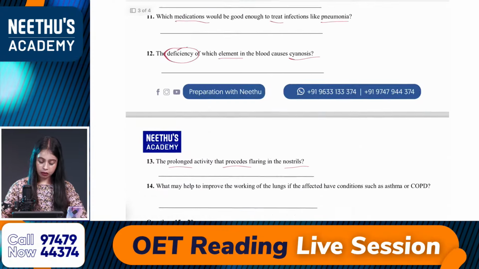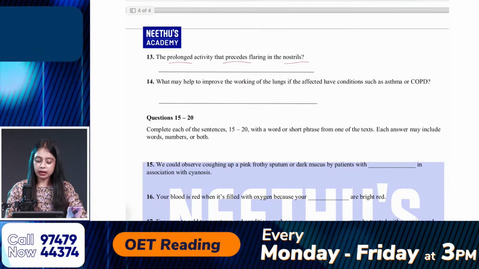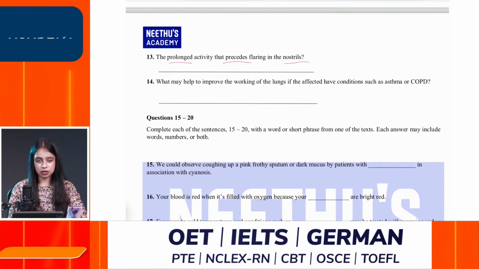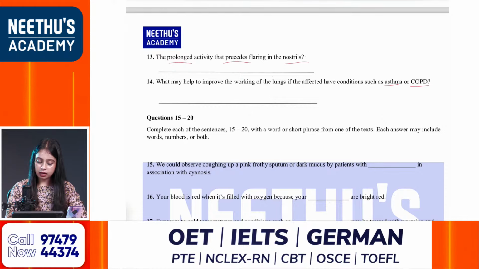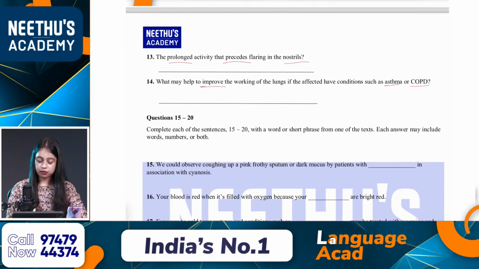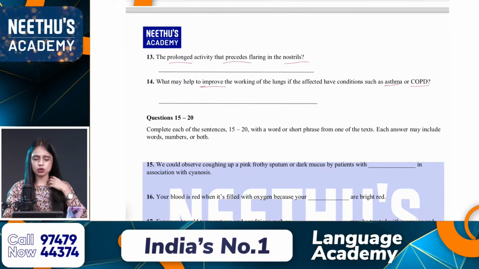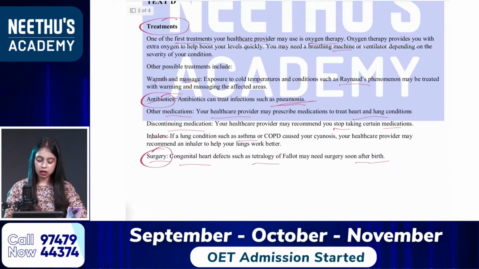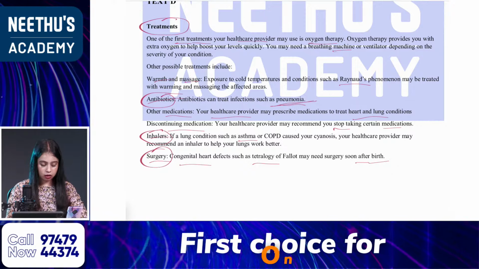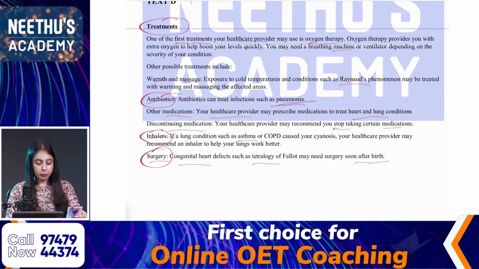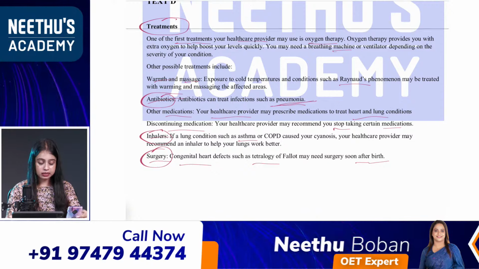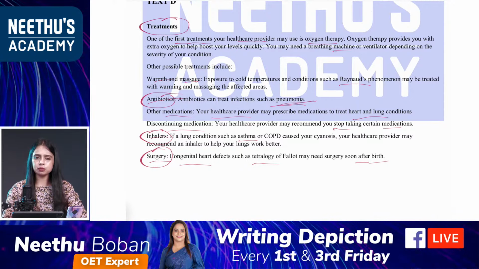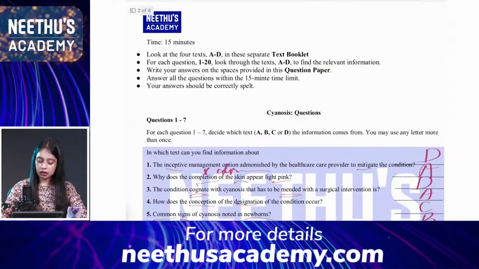Then 14th one, what may help to improve the working of the lungs in the affected have conditions such as asthma or COPD? Asthma, COPD, and improve. Okay, so these are my keywords. So what will help? Very easy question. What can help? It's inhalers. Yes, Benny, Jobin, Roshna, Saji, Devi, it is labored breathing. And what about the last one, 14th one? It is inhalers.